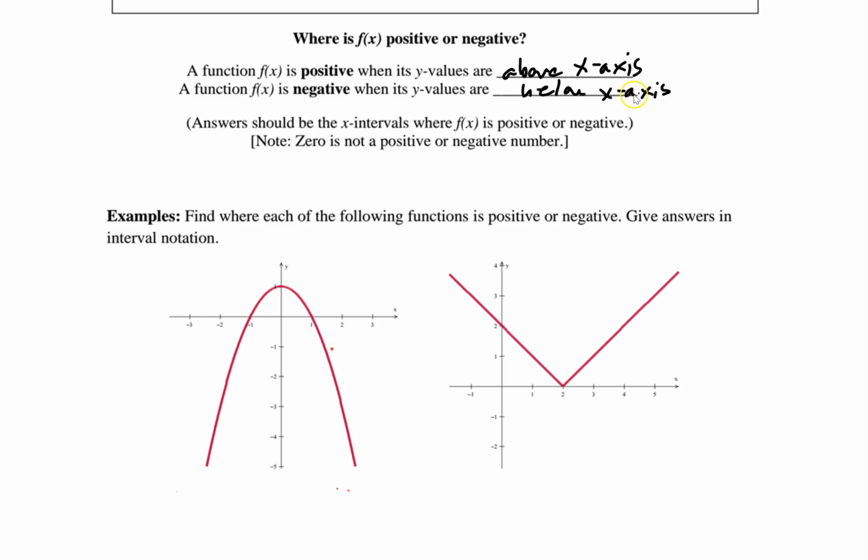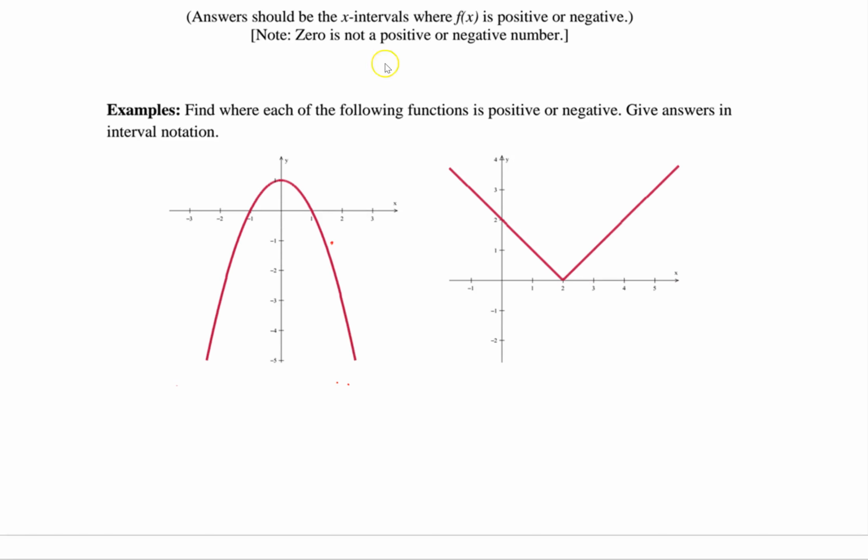So again, this is a generic function, like we're back in algebra 1. When's it positive? Well, when it's above the line. When's it negative? Anytime it's below the line. By the way, I'm interested in interval notation, so we're gonna do interval notation here. So let's do the following one. Find where each of the following functions is positive or negative. Give the answers in interval notation.